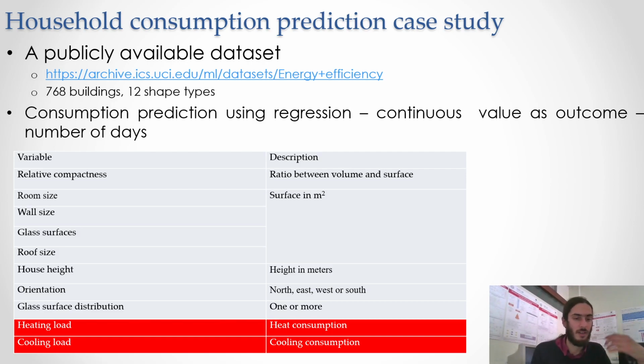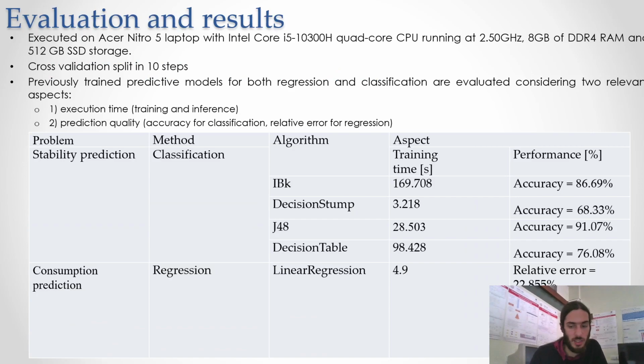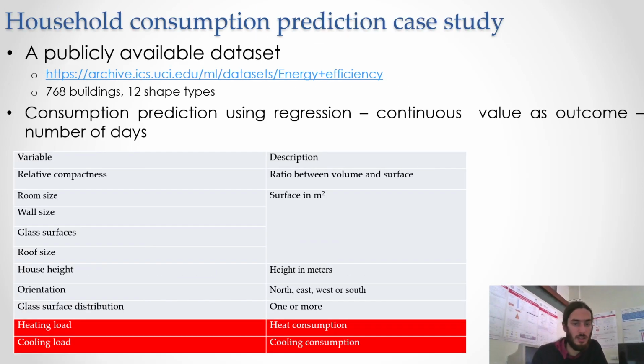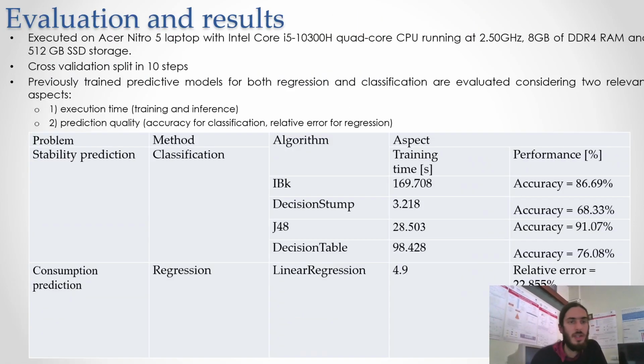On the other side, we have house height, orientation of the house, where it's placed north, east, west, or south. We have a glass surface distribution, like one or more glasses, and the outcome is either heating load, the heat consumption, actual energy consumed during winter for heating, and on the other side, summer cooling load, like cooling energy consumption during summer, but heating is energy consumption during winter.